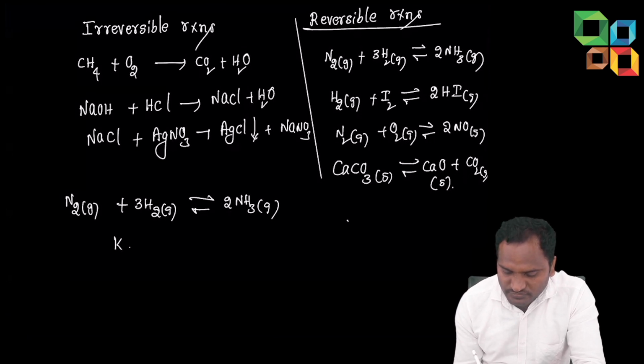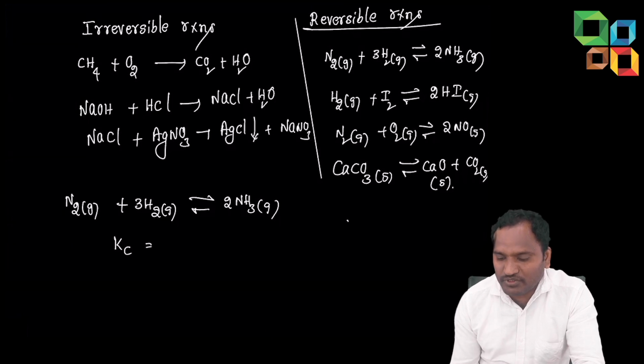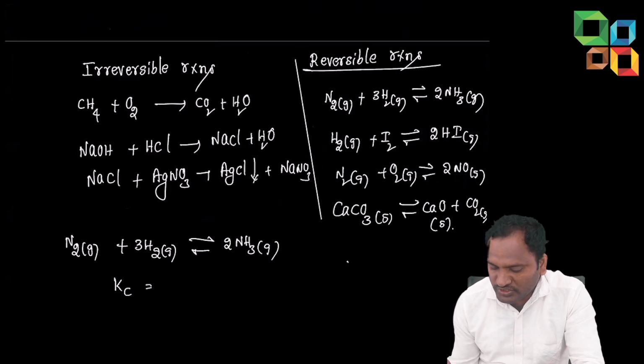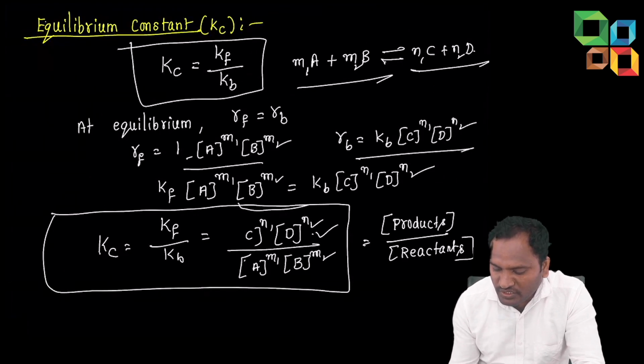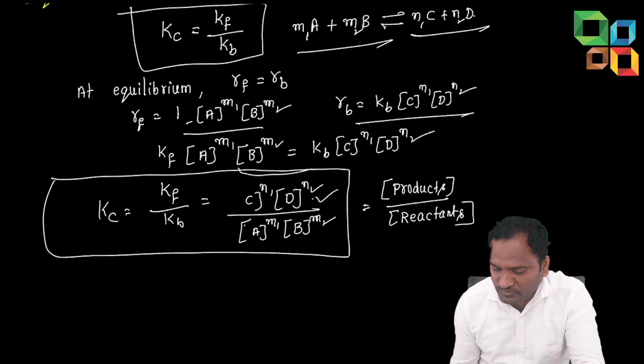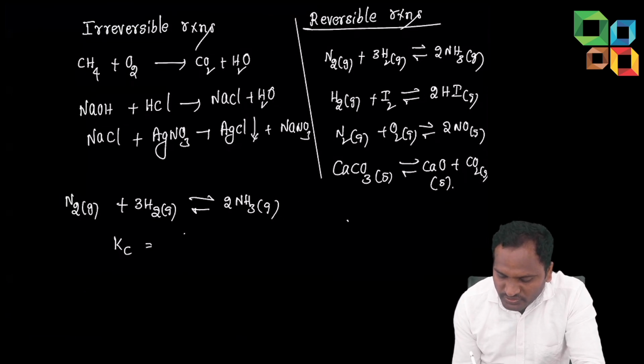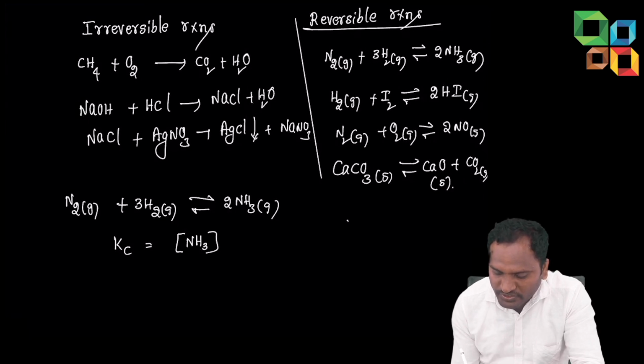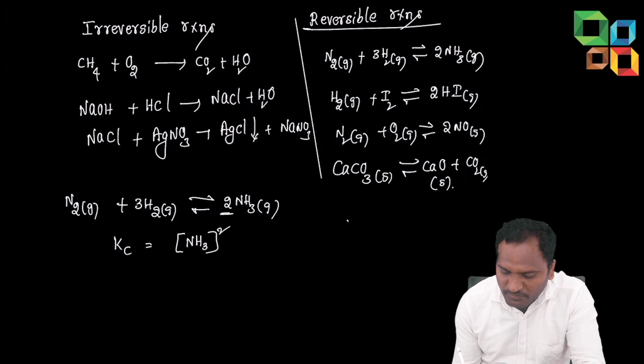Kc is nothing but the equilibrium constant. So just observe, students, here: product concentration by reactant concentration. Same thing here. What is the product, students? NH3. What is the coefficient here? 2. That will be raised to the power of the product concentration.